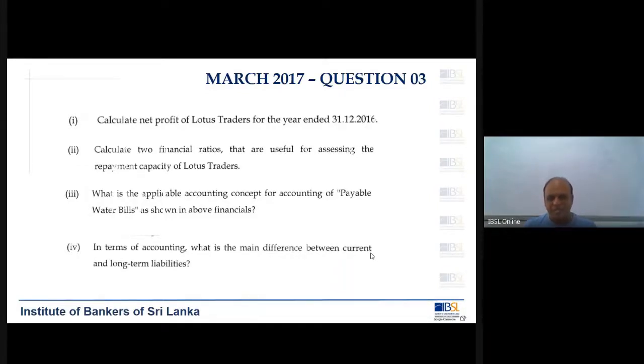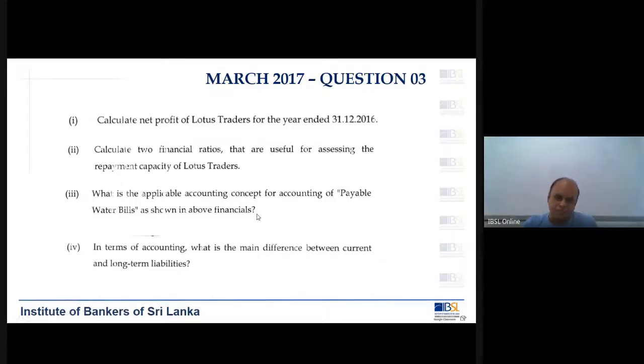It is very interesting to note that if you look at this question, what is the applicable accounting concept for accounting of payable water bills as shown in the above financials? Now when you answer this as accrual concept, you get 5 marks, because each question will carry 20 marks and each part will have 5 marks. So for answering accrual concept, you will get 5 marks. If somebody doesn't know this, you are just going to lose 5 marks.